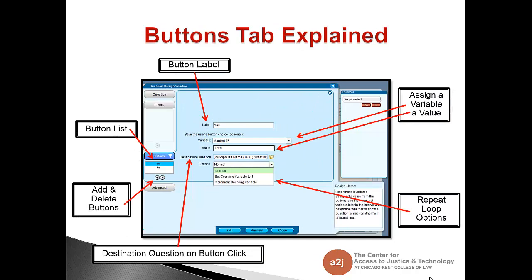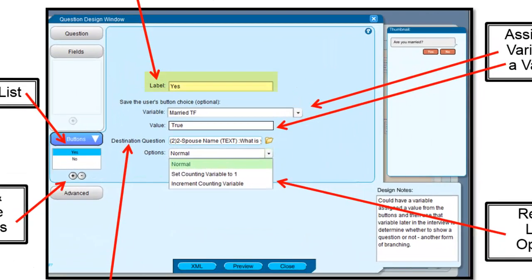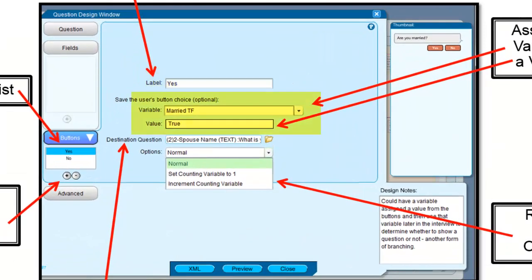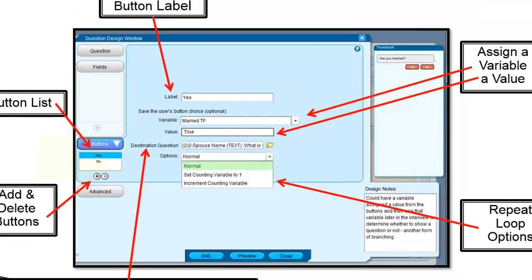Moving on to the buttons tab, this screen gives you an overview of the features in this section. We have the button label, the ability to assign a variable a value. We have the option of including this in a repeat loop. We can set a destination question on a button click. We have the ability to add and delete buttons, and we have the list of current buttons available.